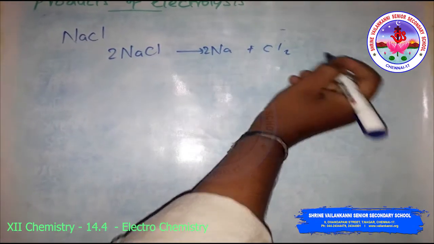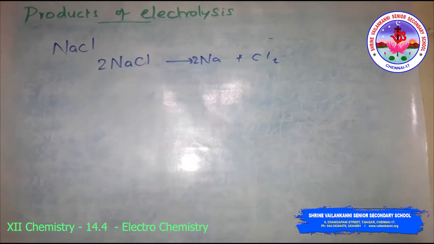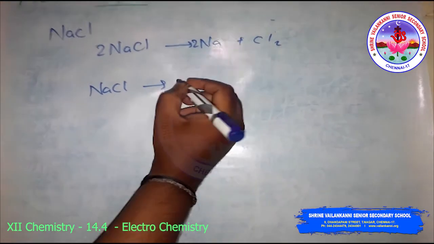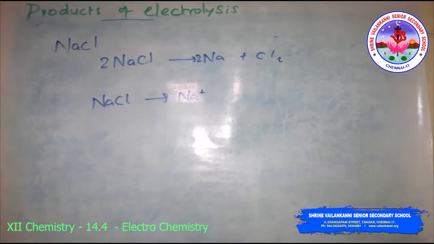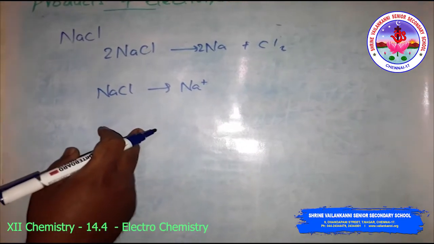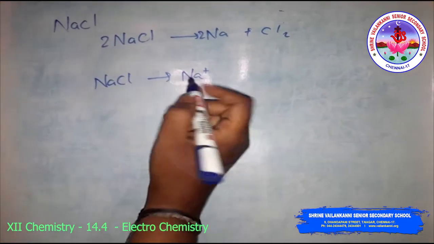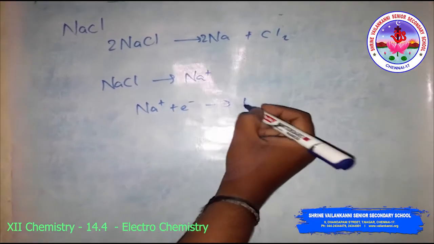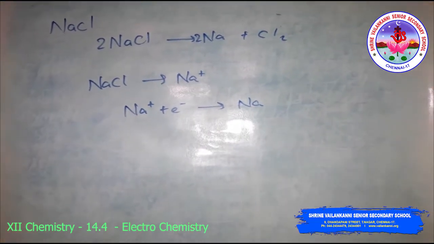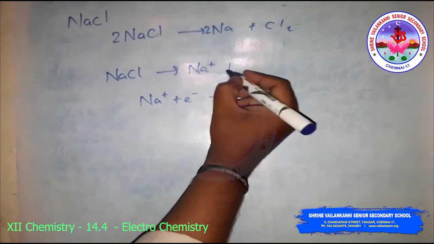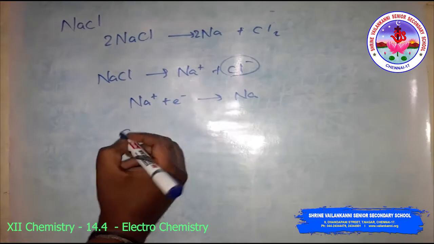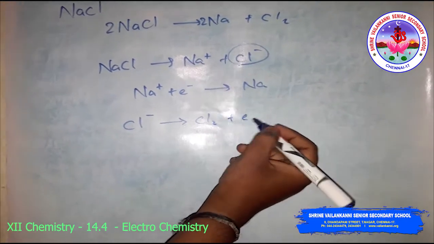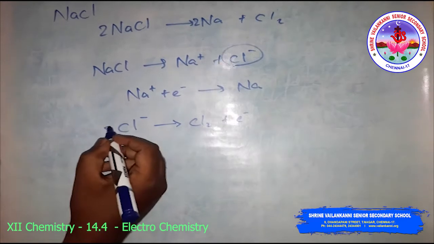Here we have only one cation, that is Na+. So NaCl has only one cation, which is reduced at the cathode. For example, Na+ plus an electron gives Na. Then there is one anion, the Cl- ion, which is oxidized, losing an electron, so Cl- gives half Cl2 plus one electron.